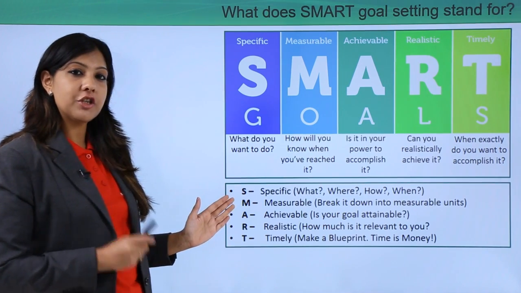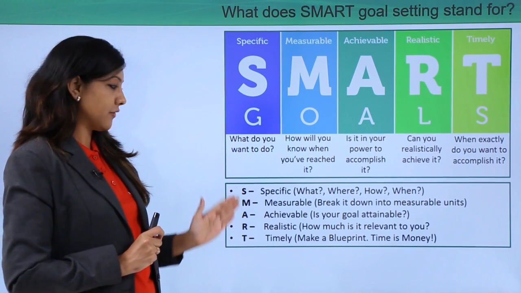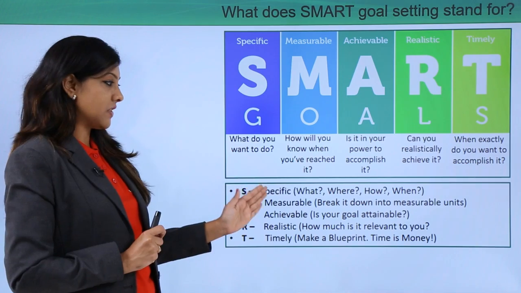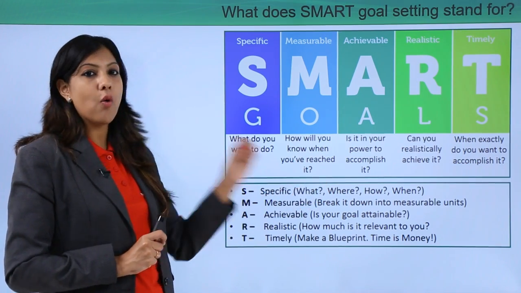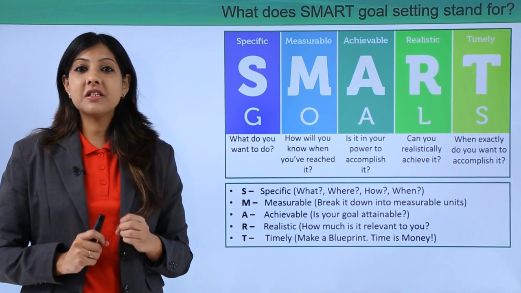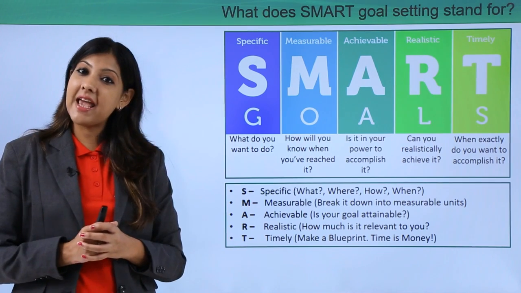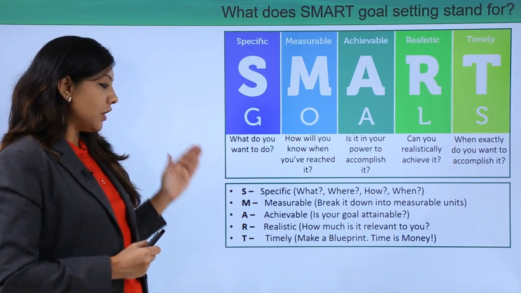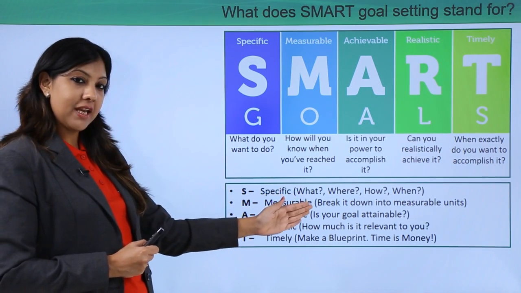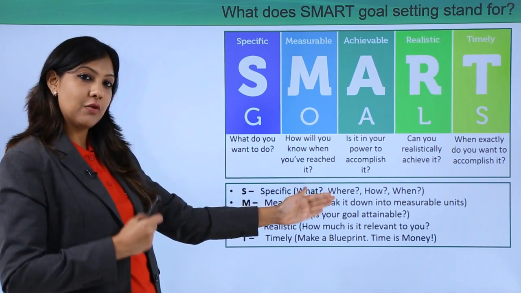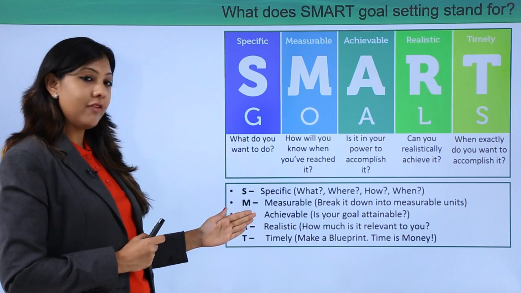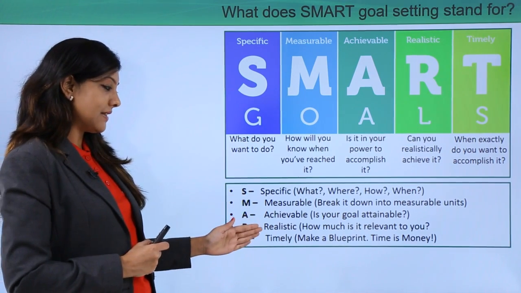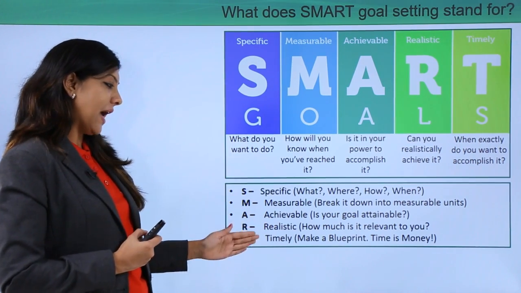You need to make sure that you're asking yourself specific questions. For example, is your goal specific? That means what, where, how and when. You cannot give a generalized statement and expect that goal to work out. You need to make sure it's measurable, by breaking it down into measurable units. Achievable or attainable, realistic, how relevant it is to you, and timely.